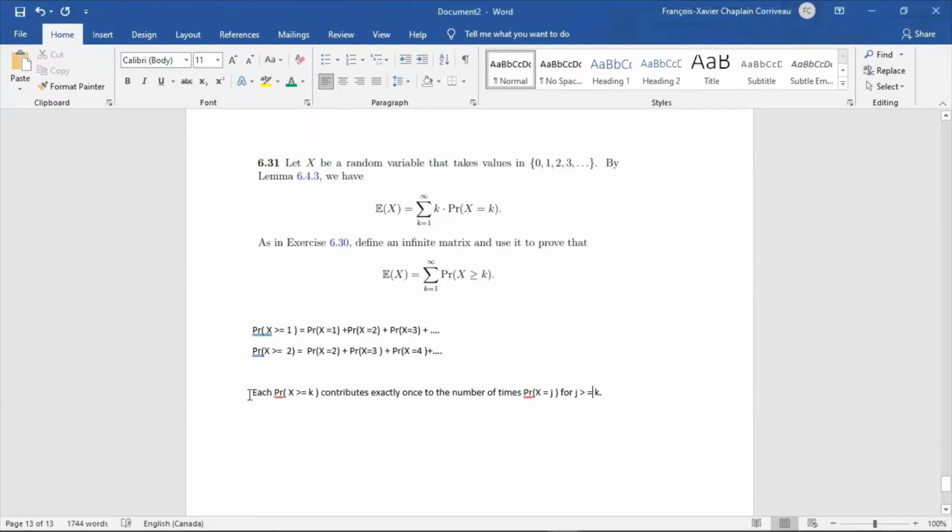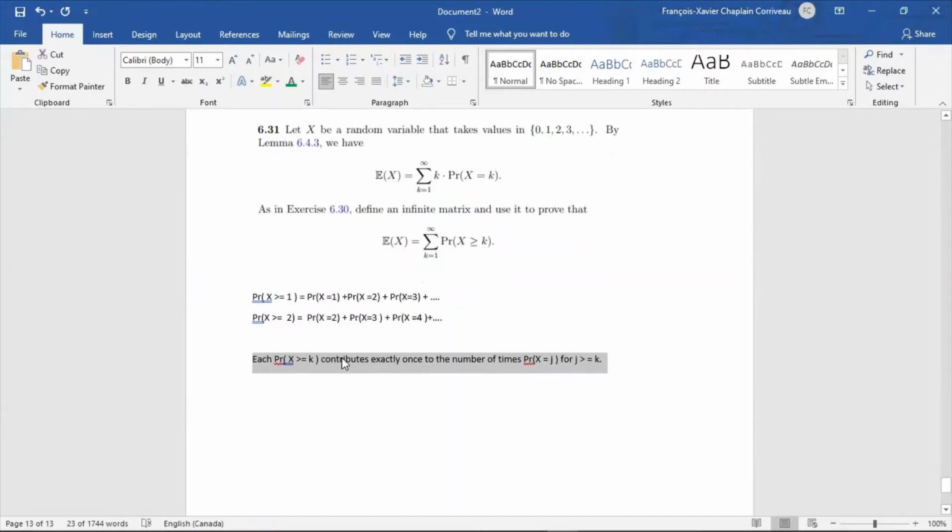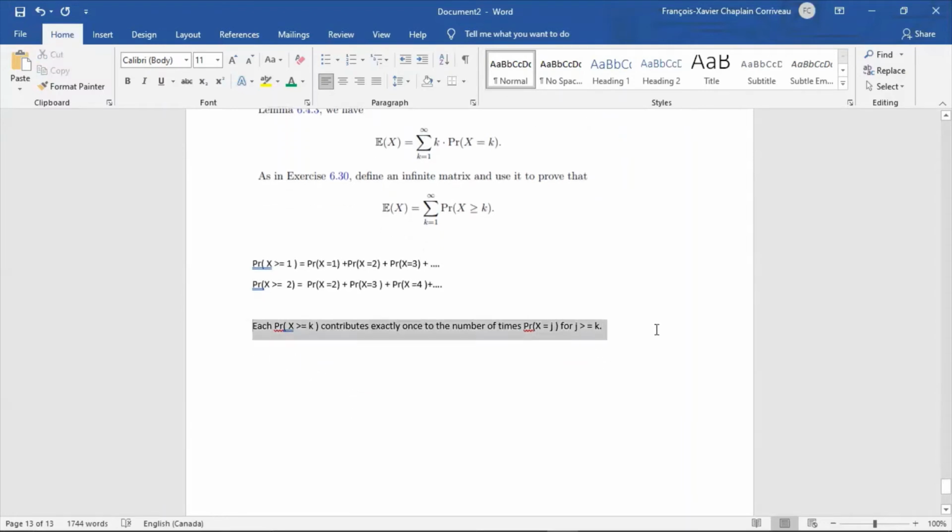So again, that is the core of the proof. It's this observation. You can use it with a matrix. You can do it with an infinite matrix if you want to, but really the idea is to just observe this. You observe that each probability like this contributes exactly once to the number of times this appears in the summation. Or maybe I can say exactly 1.